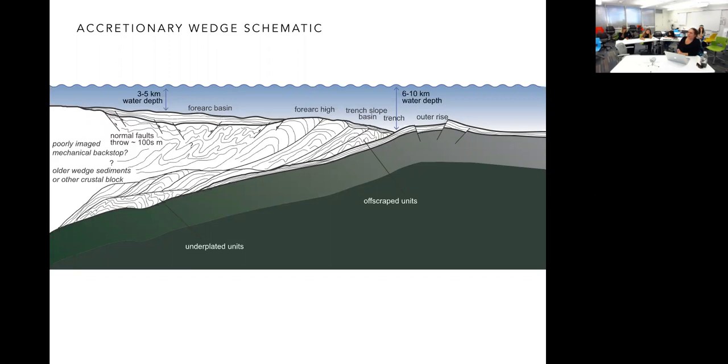They don't have a huge amount of throw. It could only be 100 meters or a couple hundred meters. But it's often enough to offset the incoming section, and it creates some topography on the seafloor that can play a big role in interacting with the upper plate later on.